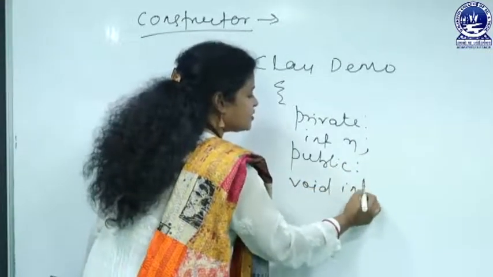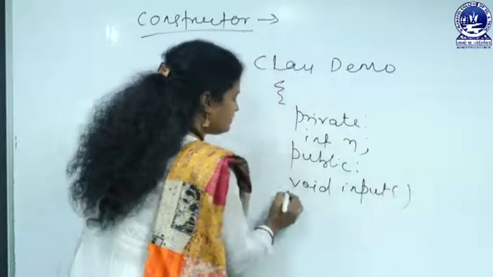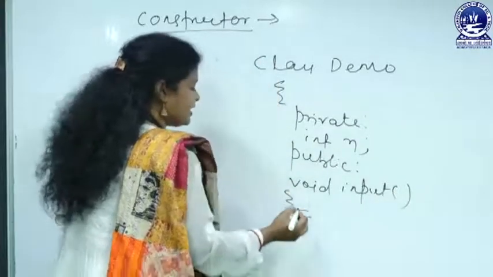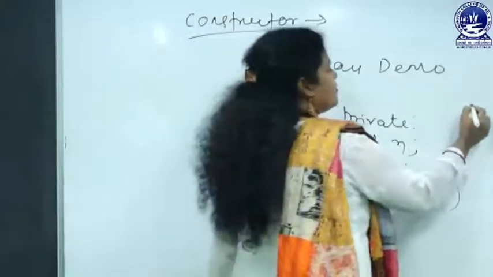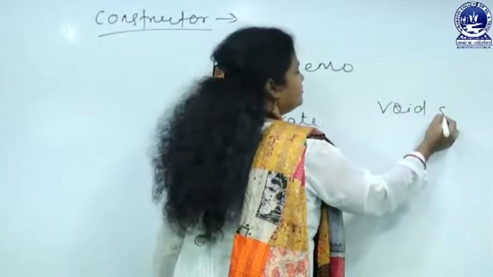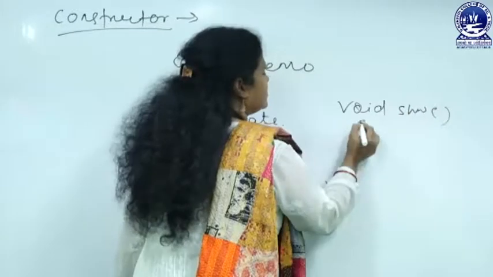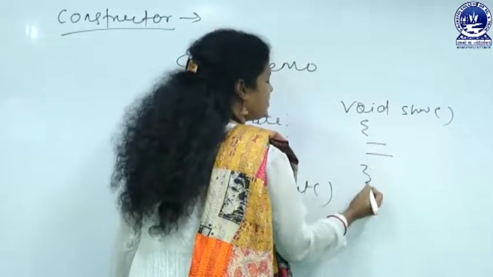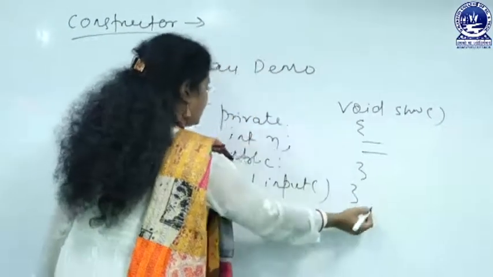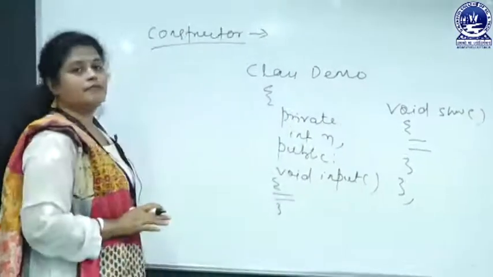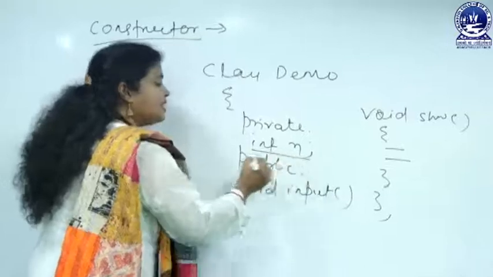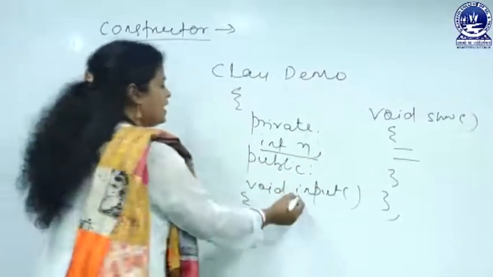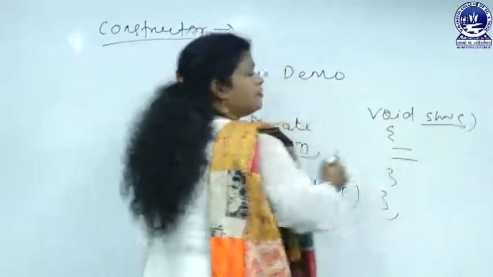In order to input a number, I am just not writing any coding, and after void input, suppose I am writing void show, and in the void show function I am displaying the value of n. Suppose this is the simple class. In this class, the int n is the data member and input and show are the member methods.